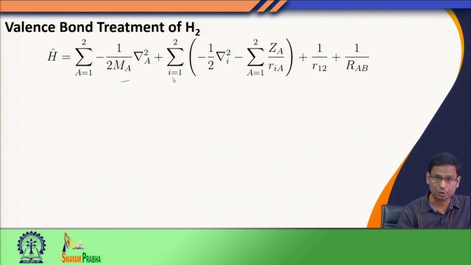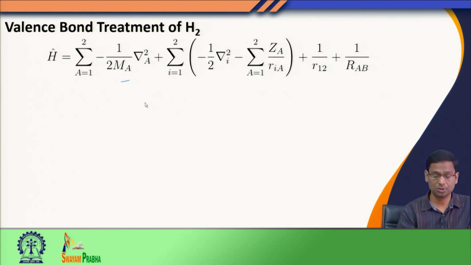Each of the 2 electrons will interact with each of the nuclei. So, I have 2 nuclei and 2 electrons. When you look at i equals 1 to 2 and A goes from 1 to 2, this term shows the electron-nuclear attraction. Together I would have 4 such terms, plus I have electron repulsion and nuclear repulsion.